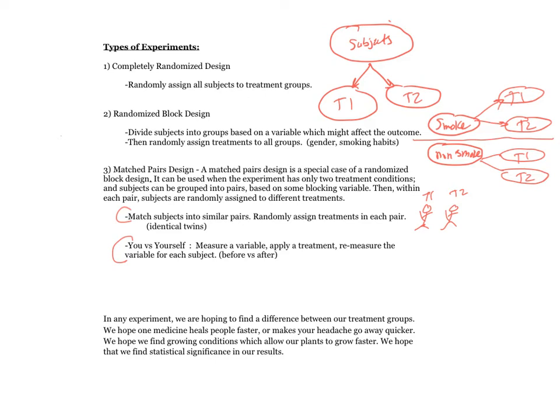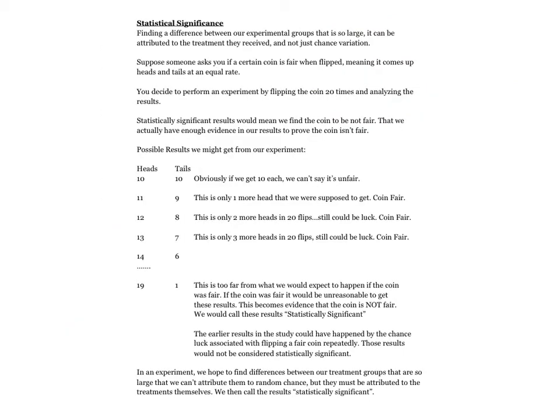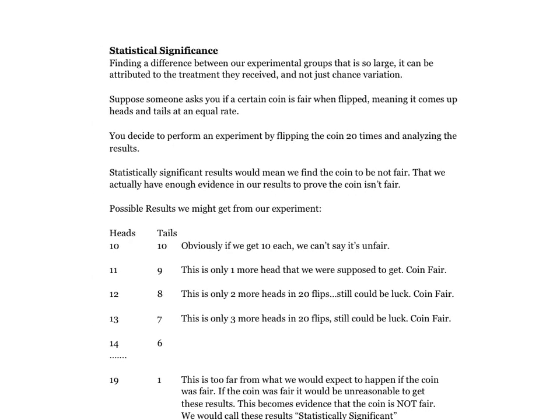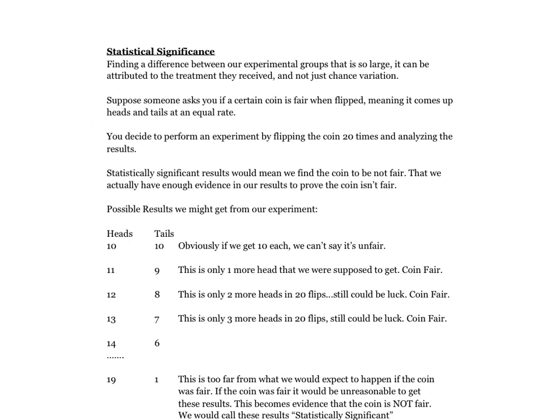Now, in any experiment, we are hoping to find a difference between our treatment groups. Okay? We hope one medicine heals people faster or makes your headache go away quicker. We hope we find growing conditions that allow our plants to grow a little faster, etc. We hope that we find what we call statistical significance in our results. So, statistical significance is finding a difference between our experimental groups that is so large it can be attributed to the treatment they received and not just to chance variation or chance luck.